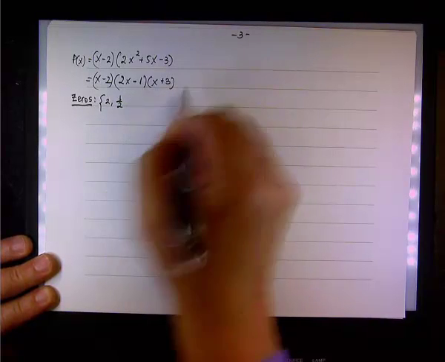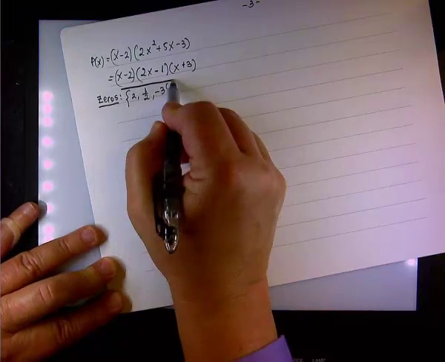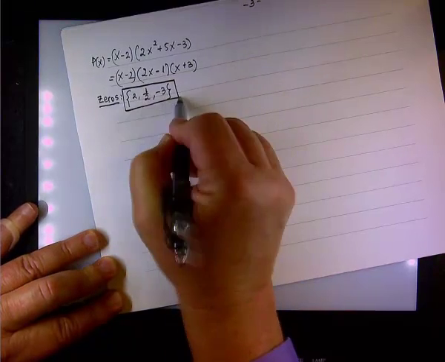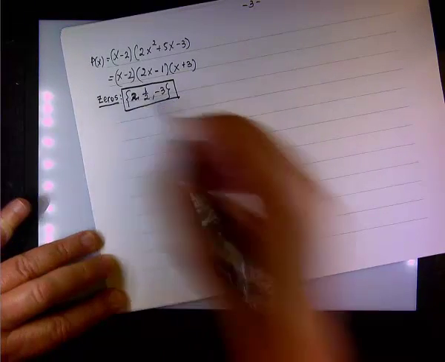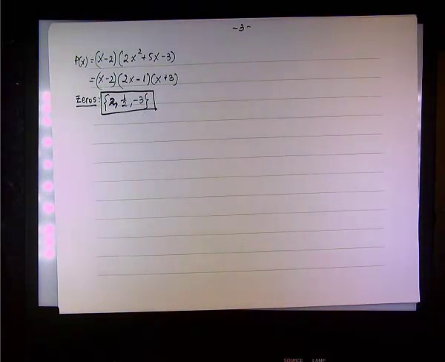So what are the zeros? Well, we have x equals 2. What do we do with the 2x minus 1? Well, x equals 1/2, exactly.